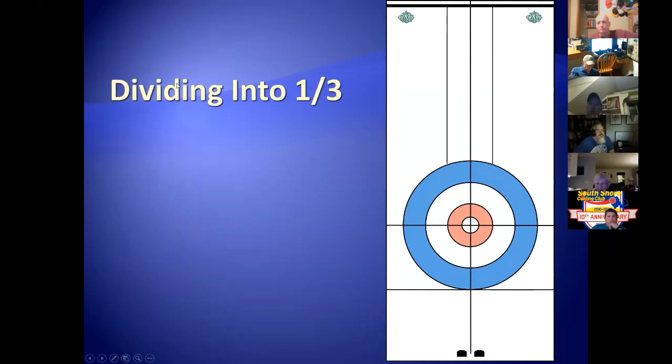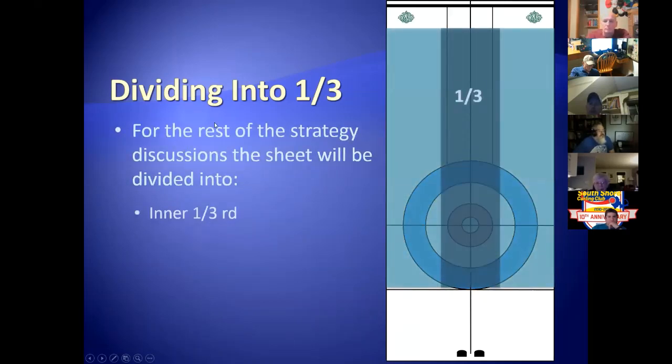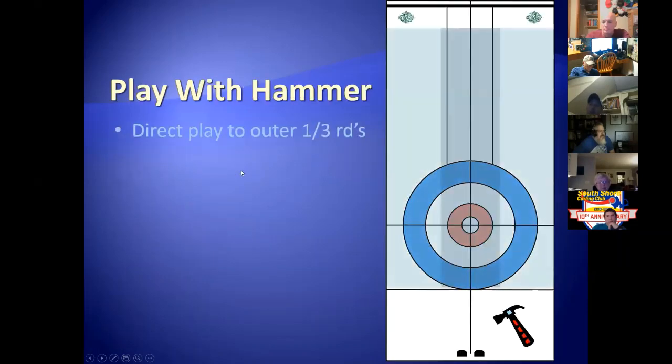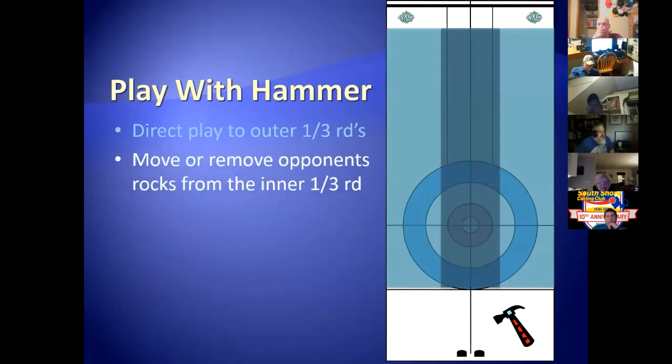All right, so let's divide the sheet into thirds. The inner third is obviously the middle of the sheet, and then the outer thirds are the two outsides. When we have the hammer, we want to direct play to the outer thirds, and we want to remove opponents' rocks from the inner thirds, right? So we want to keep that inner third open and available so that when we have the hammer, we can always draw the button in the end.